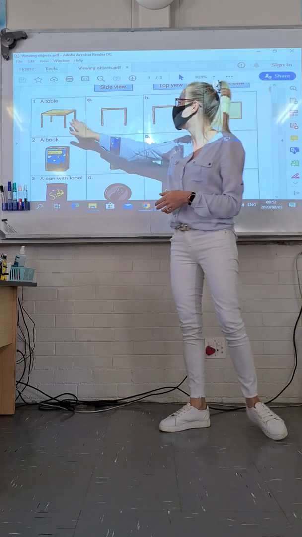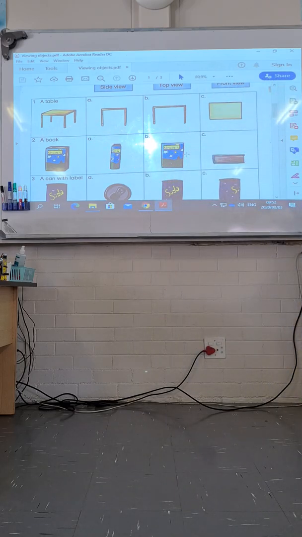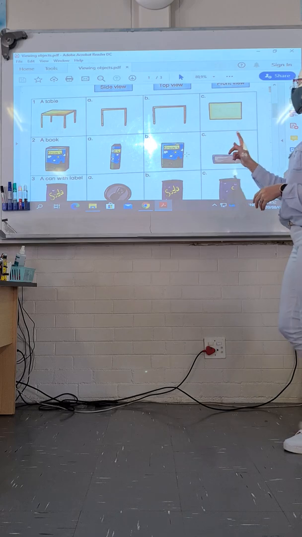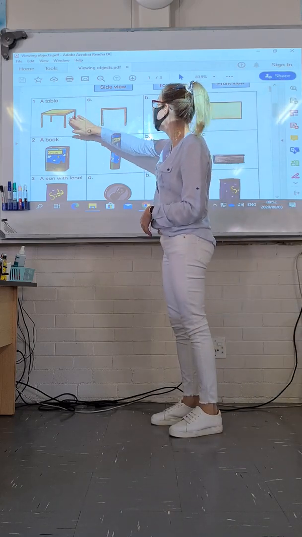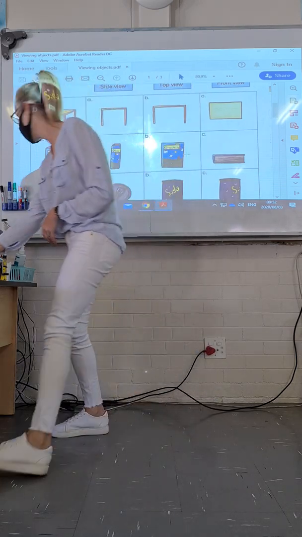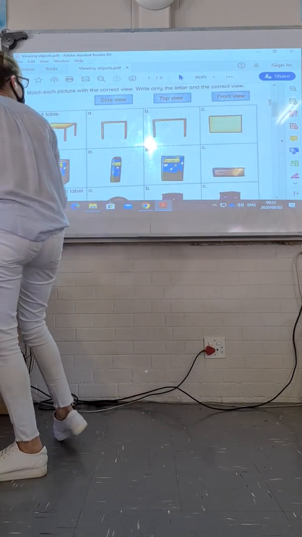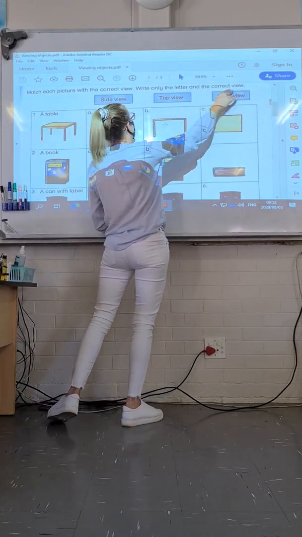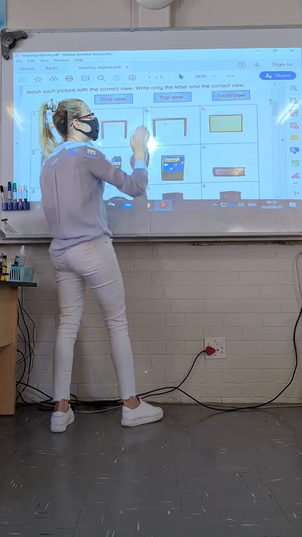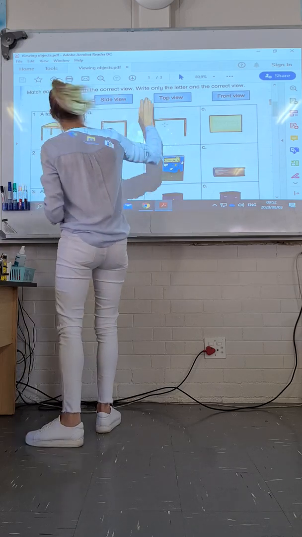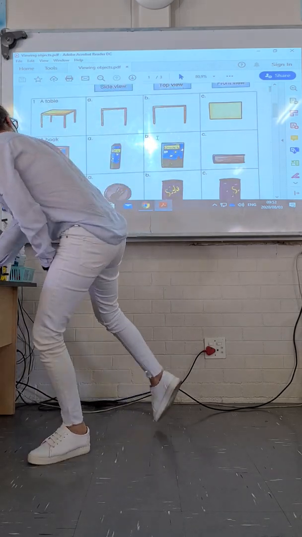Okay, so here is a table. A is the side view. What's the difference between A and B? So this table was probably a bit longer. That's the top view. That's a side view. That's a front view. It says match each picture with the correct one, write only the one: if it's the side, if it's the top, or if it's the front. So it's not saying that this is all the sides, and that's not all the top. They're just saying you must match it.